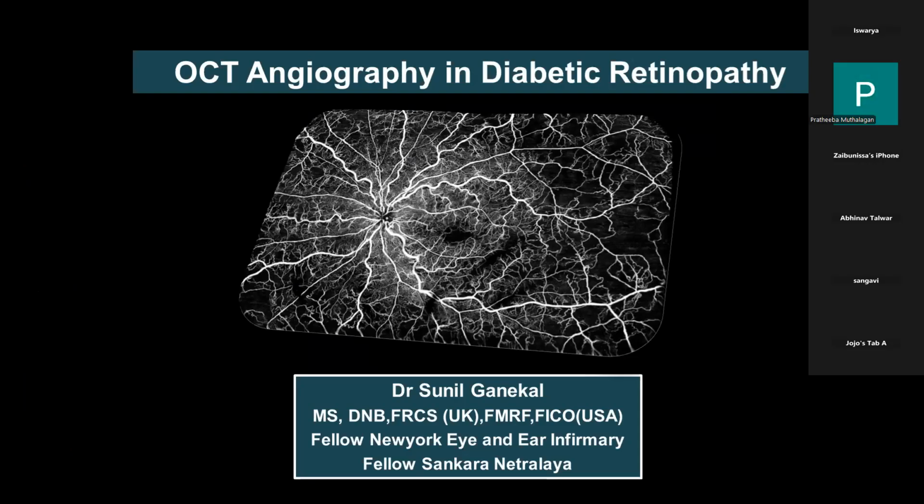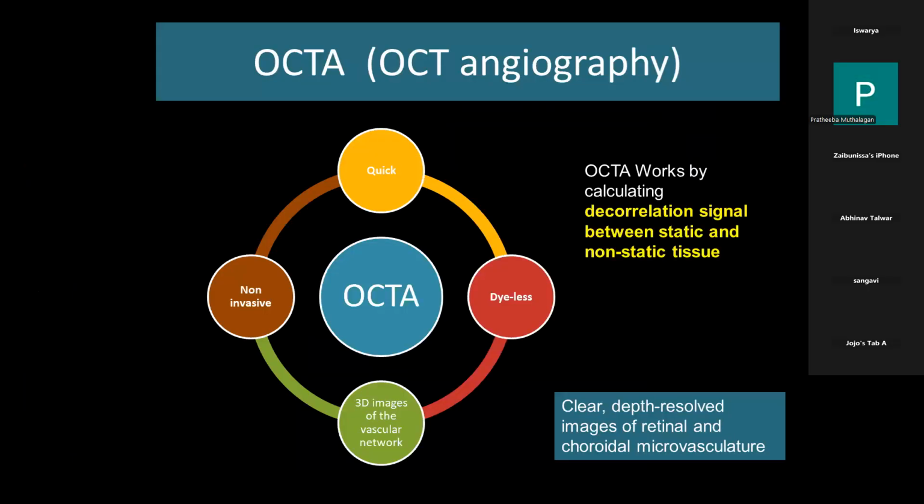Let me be talking to you basically regarding the utility of OCTA, that is OCT angiography in diabetic retinopathy. I don't have any financial disclosure regarding this particular talk. Why should one choose OCTA over other imaging modalities? It is quite non-invasive. You don't require any dye for acquiring the images, and you tend to get 3D images of the vascular network. Basically, you get clear depth-resolved images of the retina and the choroid.